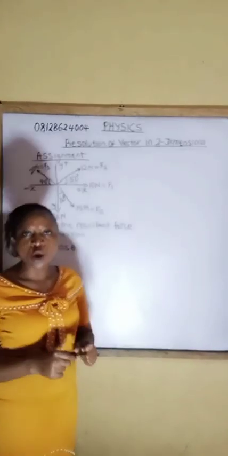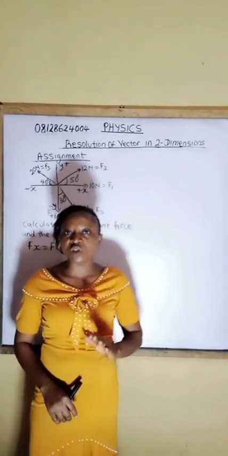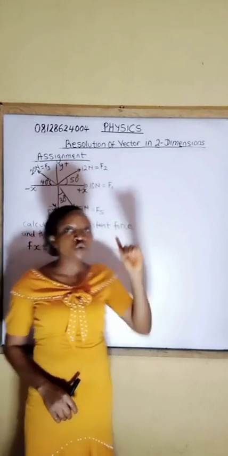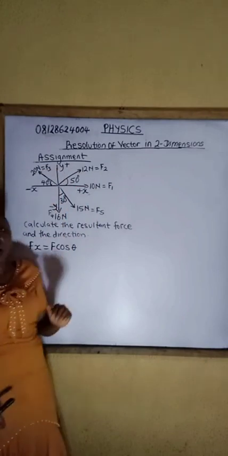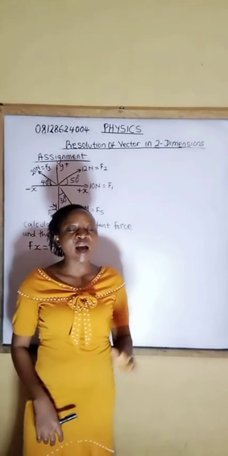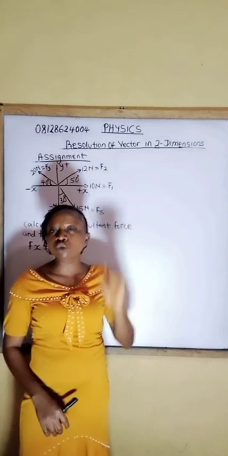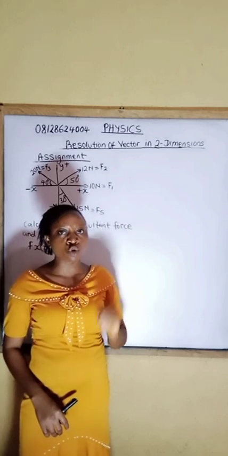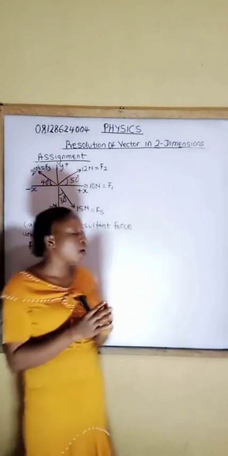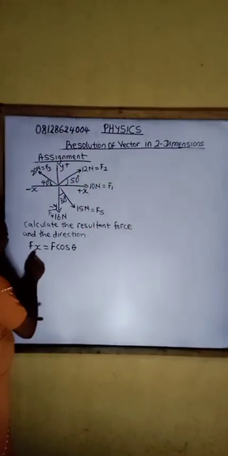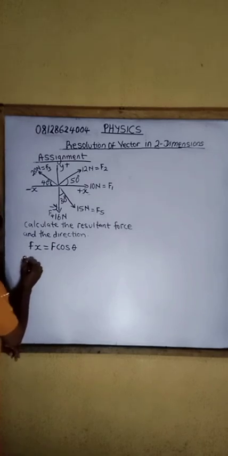So Fx is the horizontal component. Now the first thing that you are going to do is to find the sum of the horizontal components. So you are going to resolve each force into their horizontal and vertical components. That is the meaning of the sum of the horizontal components. Now let's look for the sum of the horizontal components for this question. So we are going to look for summation Fx.